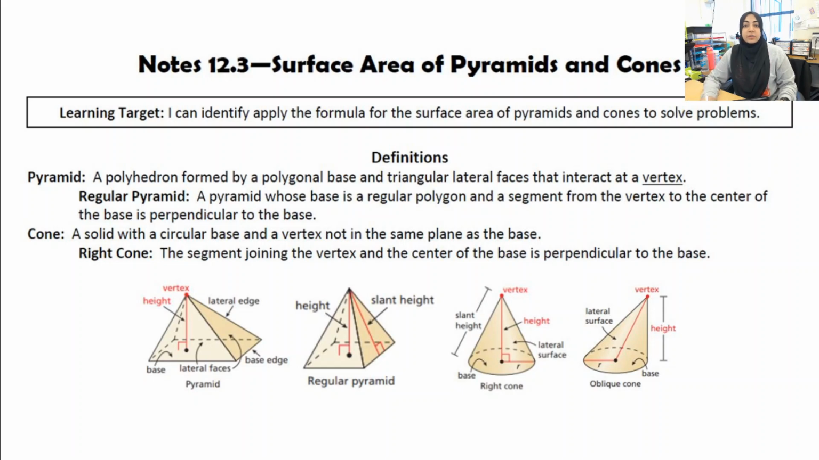At this point, you should feel pretty comfortable finding the surface area of prisms and cylinders. So we're going to transition into pyramids and cones. A pyramid is a polyhedron formed by a polygonal base and triangular lateral faces that intersect, oops, that's supposed to say intersect at a vertex.